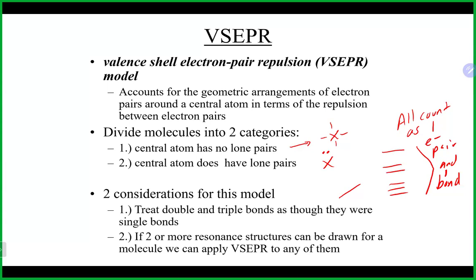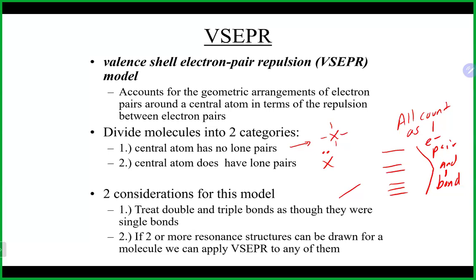Now, if you draw a resonance structure, which we talked about last time, which gives you multiple Lewis structures that you could draw for a compound because you have multiple options as to where you could put the double bond, you could basically apply this geometry to any of the structures that you draw, and you should end up with the same geometry regardless of what resonance structure you're looking at.